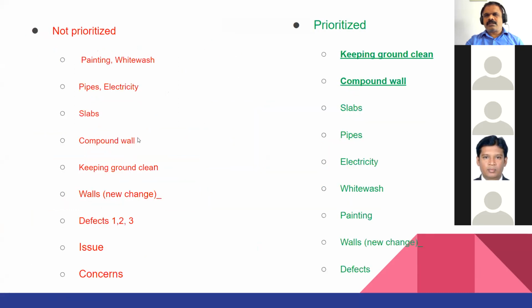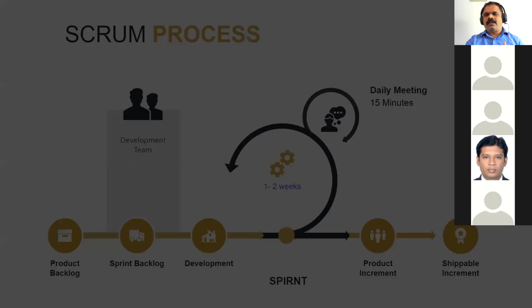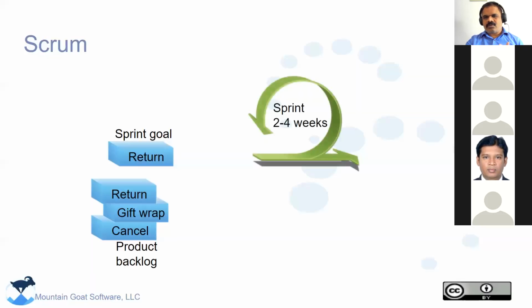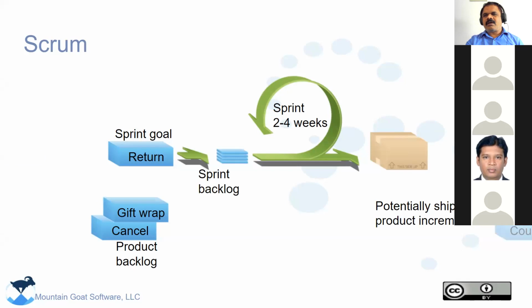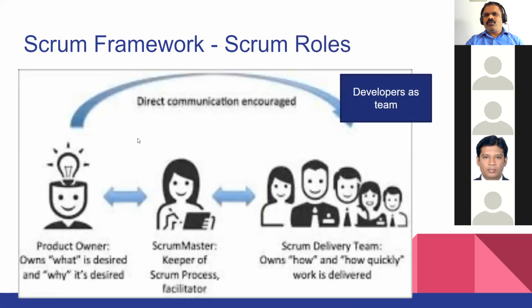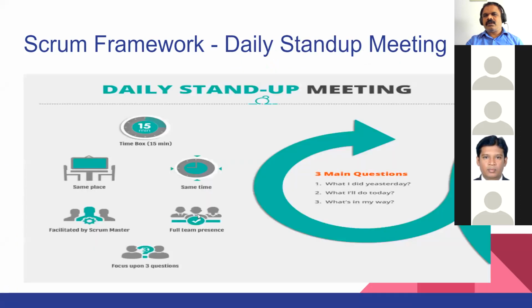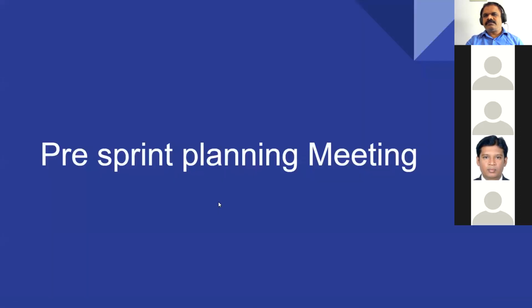This one we have discussed, right? In this one we did a prioritization. And then the Scrum process: we set the sprint goal, and we are delivering from the backlog, right? And for one to four weeks, we defined the roles of product owner, Scrum Master, and Scrum delivery team, and the daily Scrum, sprint planning, sprint retrospective, sprint review, and the daily stand-up meeting.